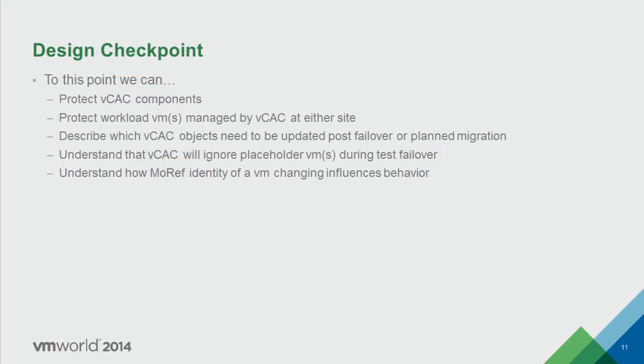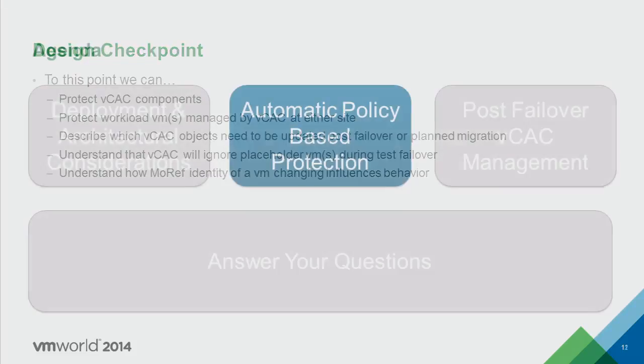Okay, so we can now protect the components. We can protect the workloads. We know that we can describe where the objects are supposed to be from a component point of view, VCAC, SRM. And we now understand why we're even looking at any of this stuff. We now understand, hopefully as a group, that the reason this matters is that when we move a virtual machine from left to right, something will change that we need to be aware of, and we need to fix that post-failover.